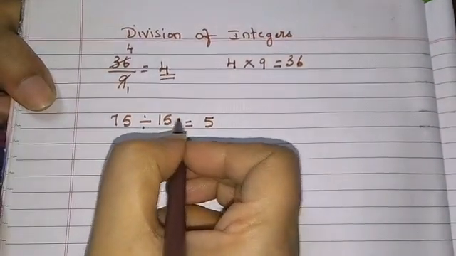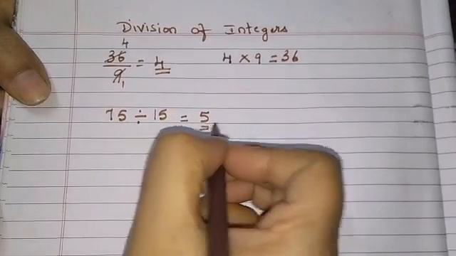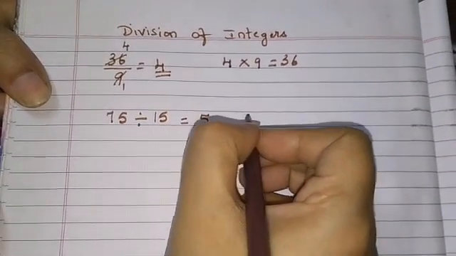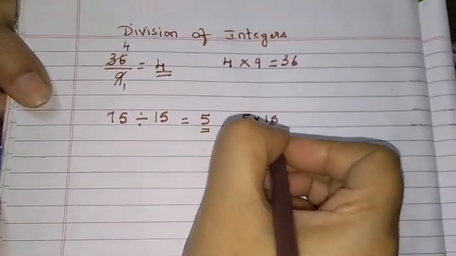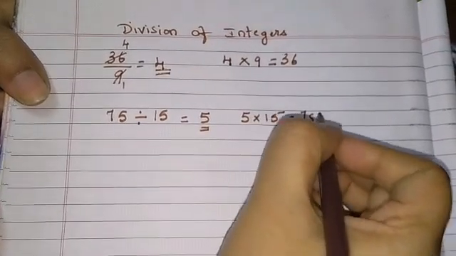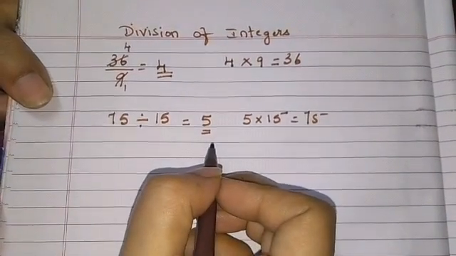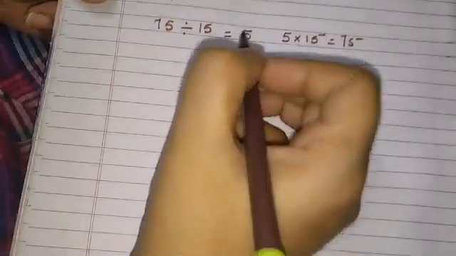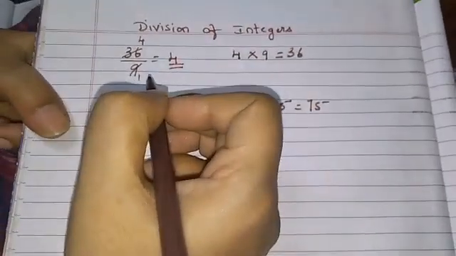75 divided by 15 gives us 5. So 5 is that integer which on multiplying with 15 gives us 75. Okay, so we have to remember two important notes here.